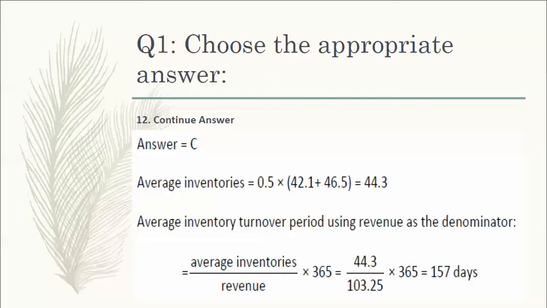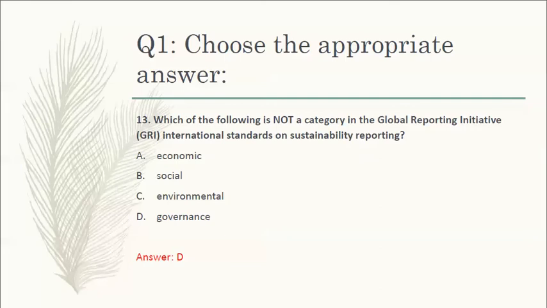Let's continue with question number 13. Which of the following is not a category in the Global Reporting Initiative GRI International Standards on Sustainability Reporting? Economic, social, environmental, governance. The answer here is D. Governance is not a category in the GRI International Standards on Sustainability Reporting.